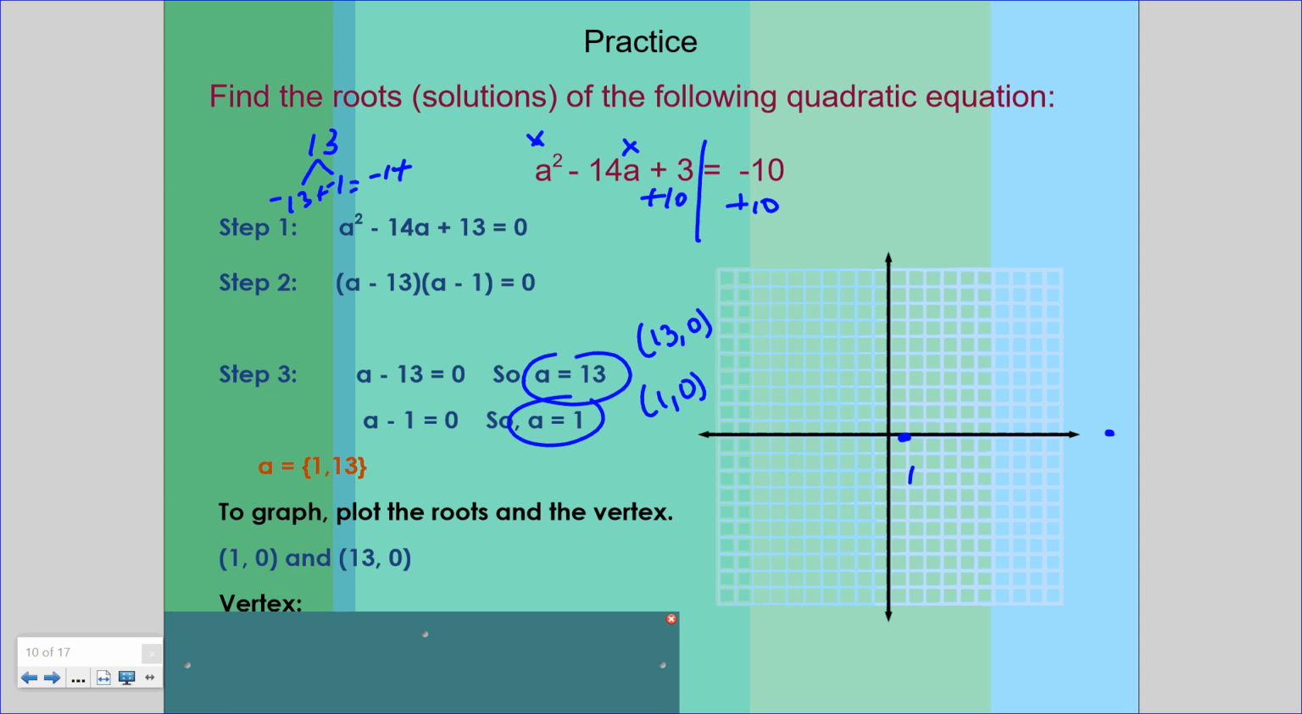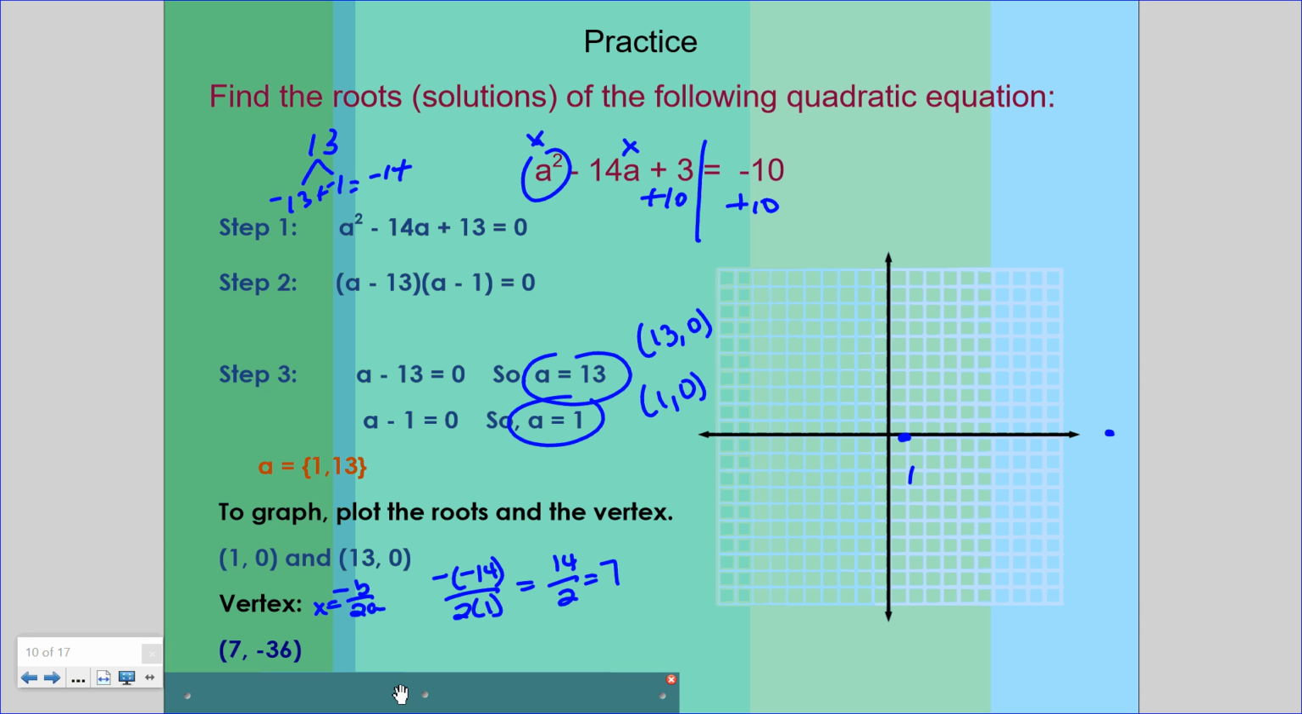And finally, we would find our vertex to find the final point. This one will open up because a is positive, or the number times the x squared term is positive. So x equals negative b over 2a. So negative b over 2 times a. Looks like 14 over 2, which is 7. So the x is 7.